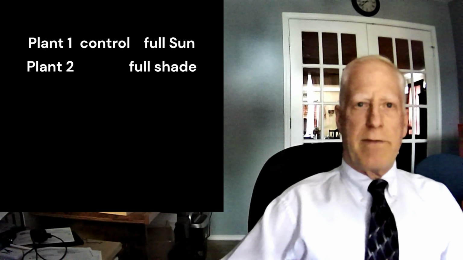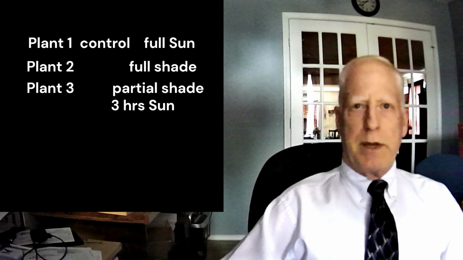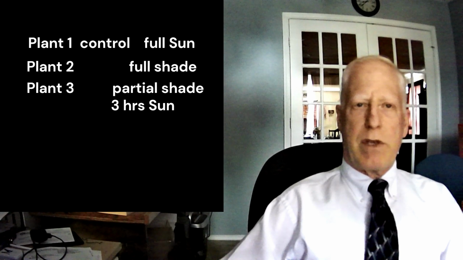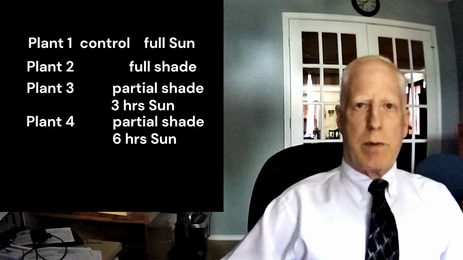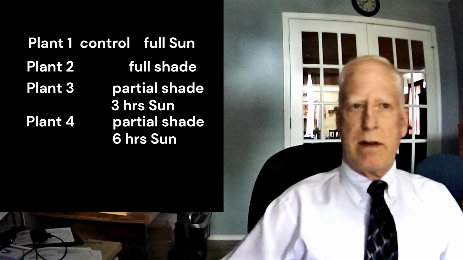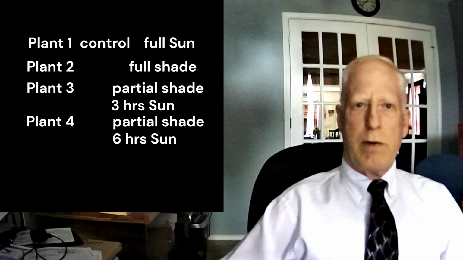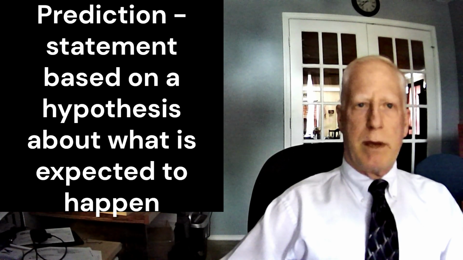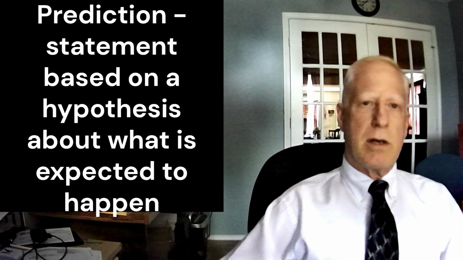Plant 2 is planted in full shade. Plant 3 is planted in such a way that it gets about 3 hours of sun. Plant 4 is planted so that it gets about 6 hours of sun. After everything is set up, you and your father state what you think the results of the experiment will be. This statement, based on a hypothesis about what you expect to happen, is called a prediction.